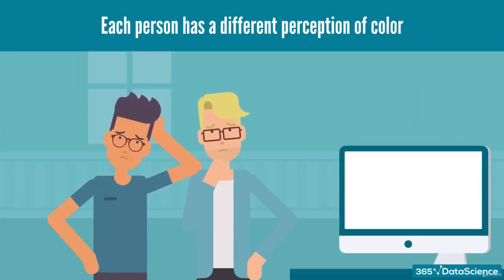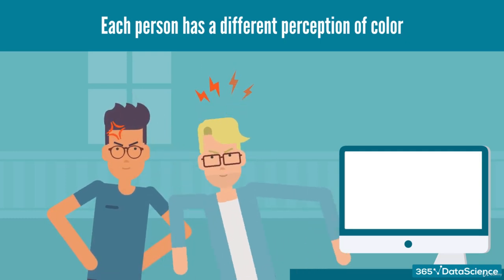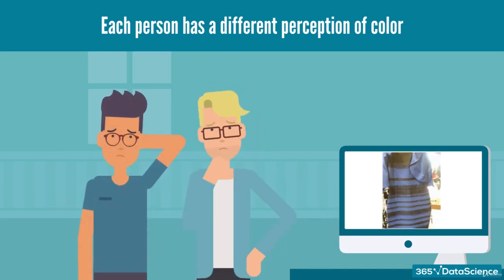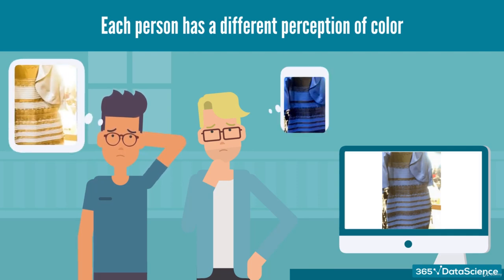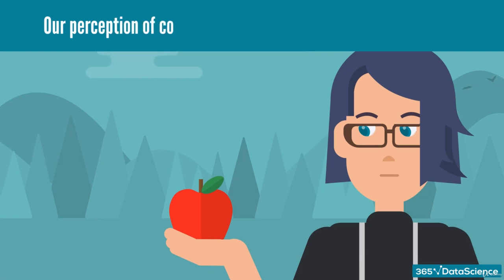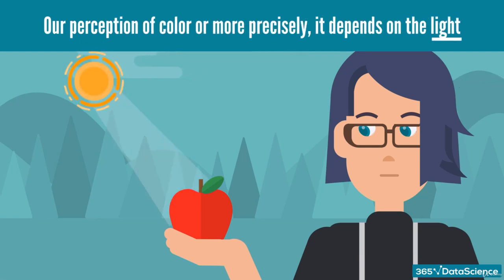That said, each person has a different perception of color, and I'm completely sure that you have had a fight with someone over colors at least once in your life. You may remember the striped dress from a few years back that had the online community in uproar. Was it white or was it blue? Well, it rather depends on our perception of color, or more precisely, it depends on the light.